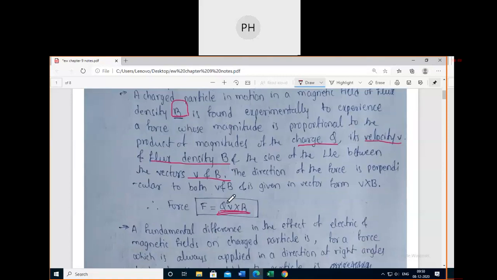Here we are indicating Q, and in place of E we have V cross B, where V is the velocity and B is the flux density of the magnetic field. So this is the equation for the magnetic field: F is equal to Q into V cross B.